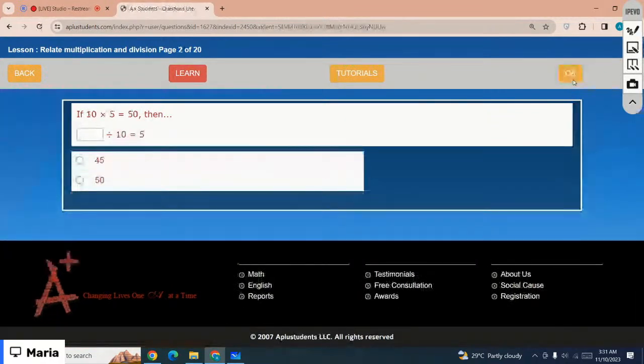Okay, the next one is if 10 times 5 is 50, then the missing number divided by 10 equals 5. So which number is missing? Very good. That would be 50 divided by 10 equals 5, right?